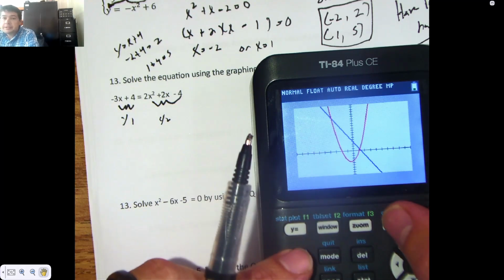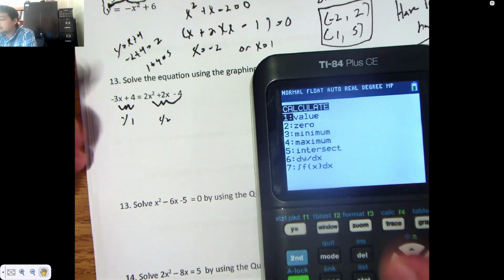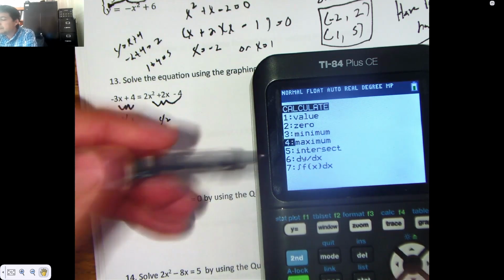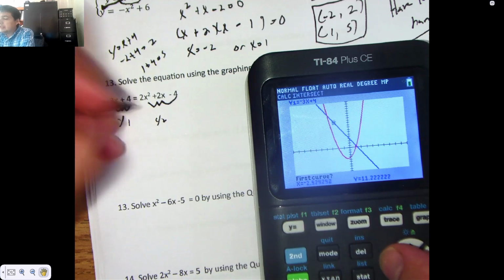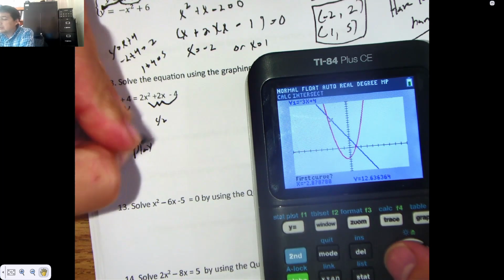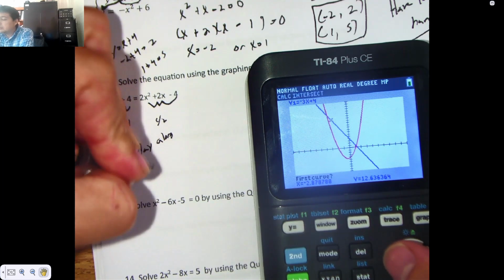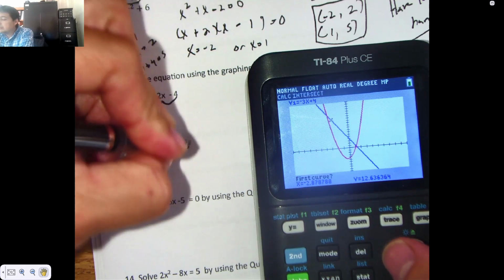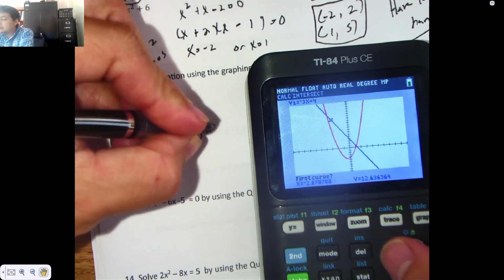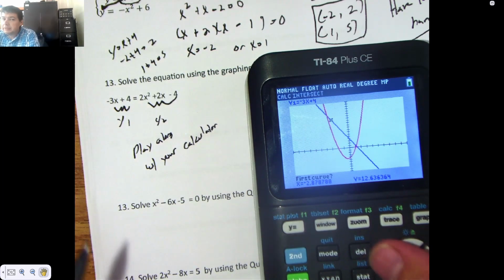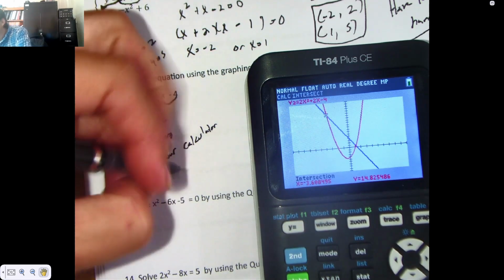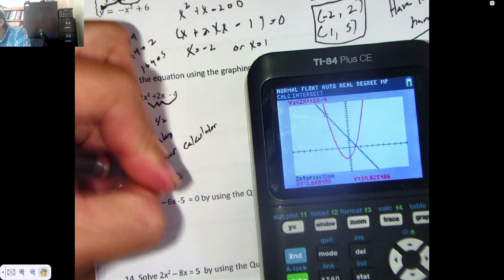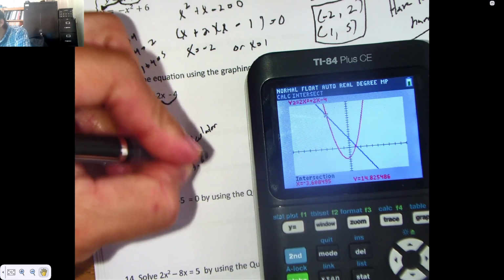All right, so now it's second trace. Don't forget the second trace 5 for intersect. And you need to play along with your calculator. Instead of just copying me, get close and then press enter, enter, enter. And one of my x values is about negative 3.608.